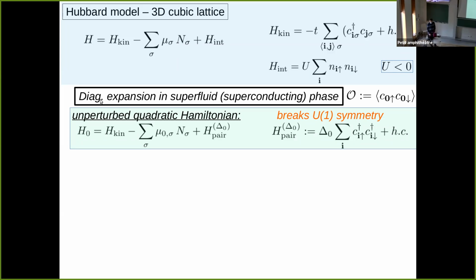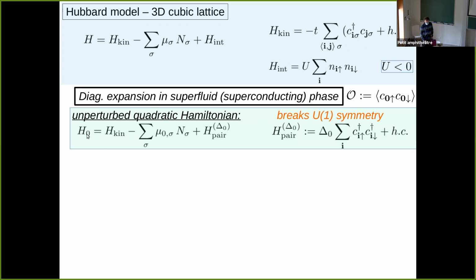Now, how do we set up a diagrammatic expansion in the superfluid phase? It's the S-wave superfluid phase, so the order parameter is just this one: destroy two fermions on the same site with spin up and down. And in order to access this phase, we use the following unperturbed quadratic Hamiltonian, which breaks the U(1) symmetry.